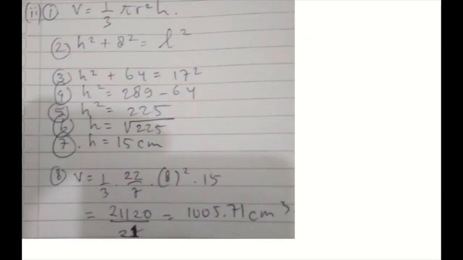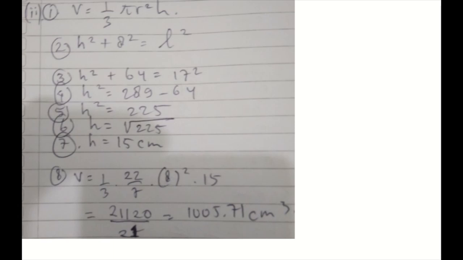So the first step that we need to do is find the height. As you can see there, h squared plus x squared is equal to slant height squared, which is the hypotenuse side, okay? Then, as we can see here, the value of h squared is equal to 17 squared minus x squared, which is equal to 289 minus 64. So we find the value of height squared is equal to 225, and we find the height is equal to 15 centimeters.